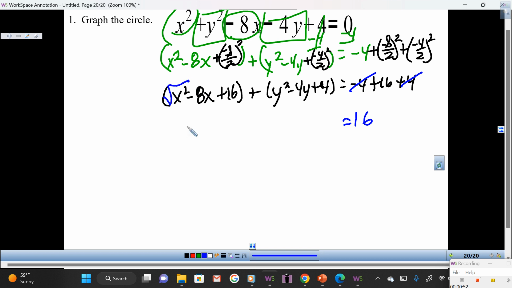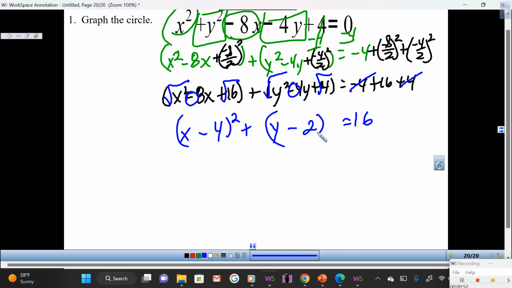Square root of the first, x, square root of the last, 4, sign of the middle, squared, plus square root of the first, square root of the last, sign of the middle, squared. And now we have our standard form equation for the circle. So from there we can get the center. Is that correct? Everyone, tell your neighbor the center of that circle. Yeah, 4, 2. And tell your neighbor the radius. How do you get the radius, please? Yeah, square root of 16 is 4.